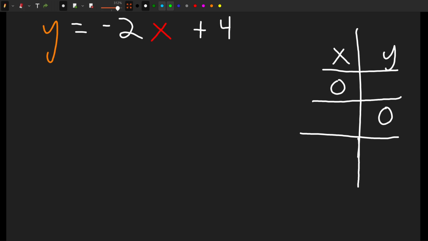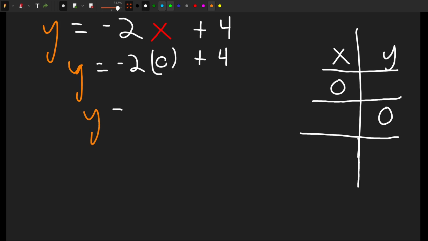So let's solve for y when x is equal to 0. So that means for this equation here, I'm going to get y is now equal to negative 2 times 0 plus 4. Negative 2 times 0 is just 0, so I'm going to get y is equal to 4. Okay, there's my y-intercept.